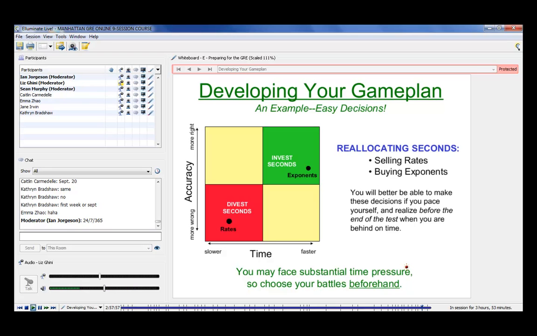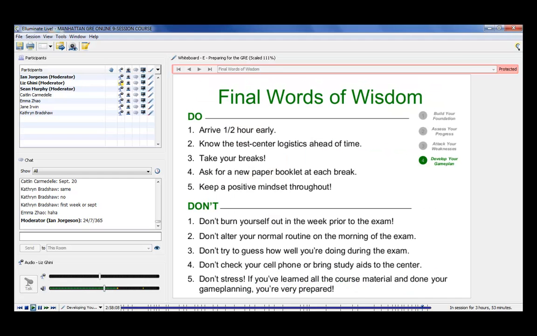That would be a great thing to work on, to go through tricks so that you're faster at remembering what trick to use with what type of problem. That's a really good activity for the last week. So final words of wisdom, things to take away. Get to the test center early.